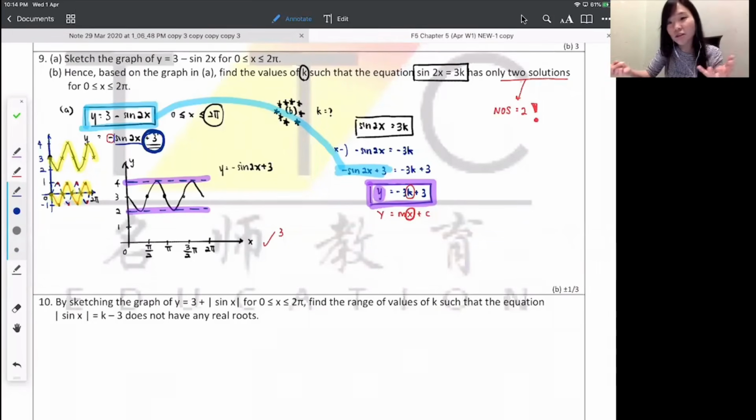And don't ask me, teacher, how do you know? If I draw on the top, I can see 2 points. If I draw at the bottom, I can also see 2 points. Isn't it exactly fulfilling that the number of solutions must be 2? Can you guys see that? So the top means the straight line is y equals 4. The bottom means it is y equals 2. So let me show you. It can be y equals 4 or y equals 2.